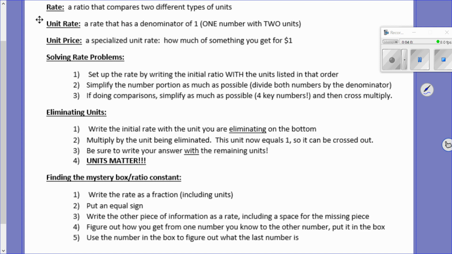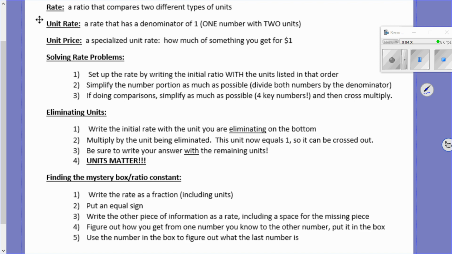Next you have to figure out, how did you get from the number on the left you know to the number on the right that you know? And it's all multiplication or division, guys. Did I multiply or divide? What did I multiply or divide by? That gives you what we call the mystery box. And I'll show you the mystery box when we start doing some examples.